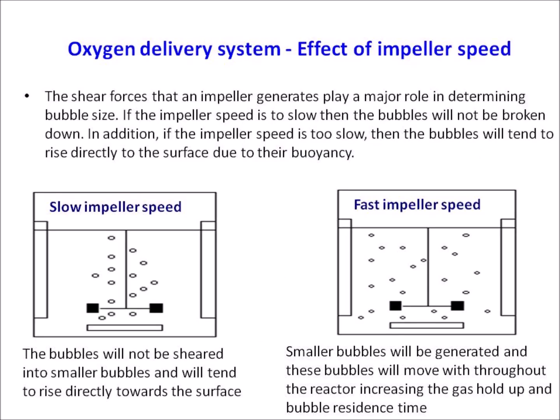Here explains the importance of impeller speed. The shear forces that an impeller generates play a major role in determining bubble size. If the impeller speed is too slow, then the bubble will not be broken down. In addition, the bubbles will tend to rise directly to the surface due to their buoyancy. Here in this diagram, it shows slow impeller speed and fast impeller speed.